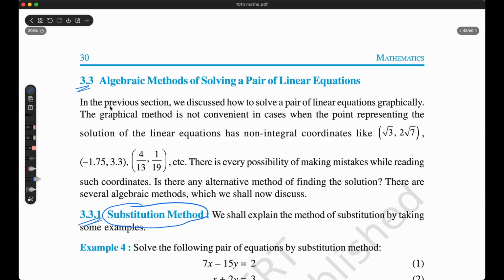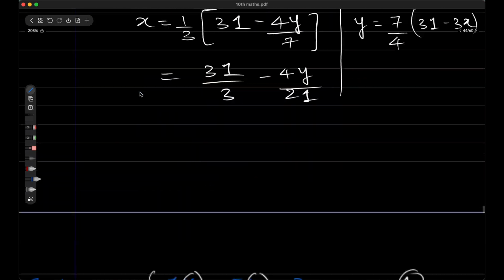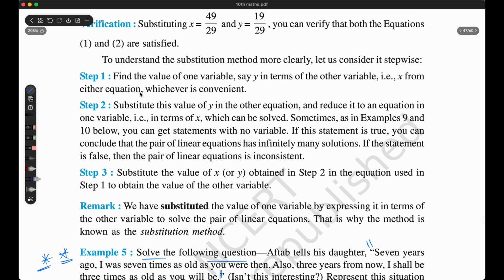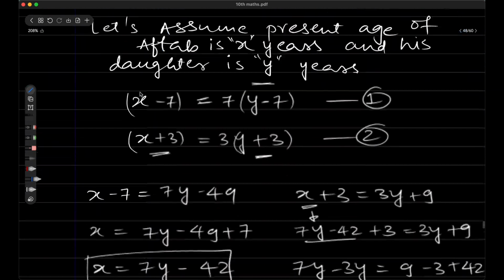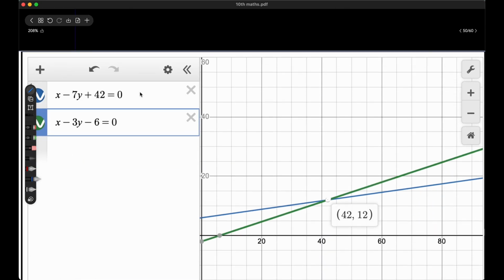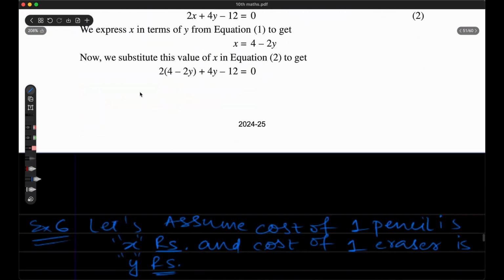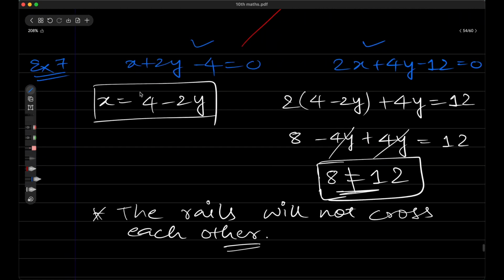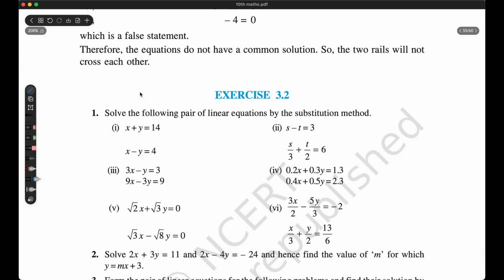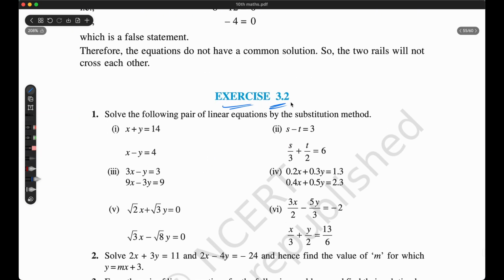We have covered topic number 3.3 in the previous lectures. And we will cover exercise 3.2. Thank you.